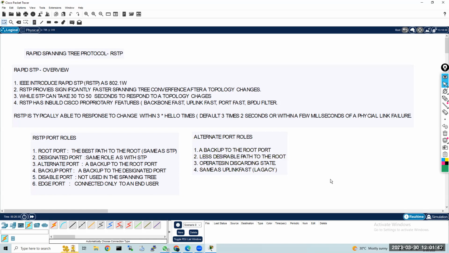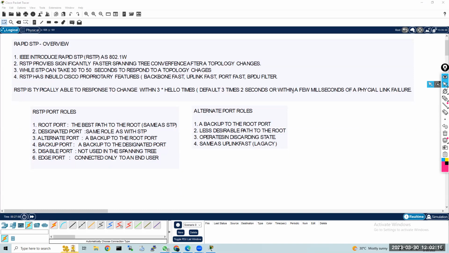So these are the few points that were given, just to understand. Your alternate port is a backup port for your root port. It is a less desirable path to the root and operates in the discarding state. It is the same as your legacy UplinkFast. And the theory looks like this. If you jump to the lab, it's quite simple, guys.